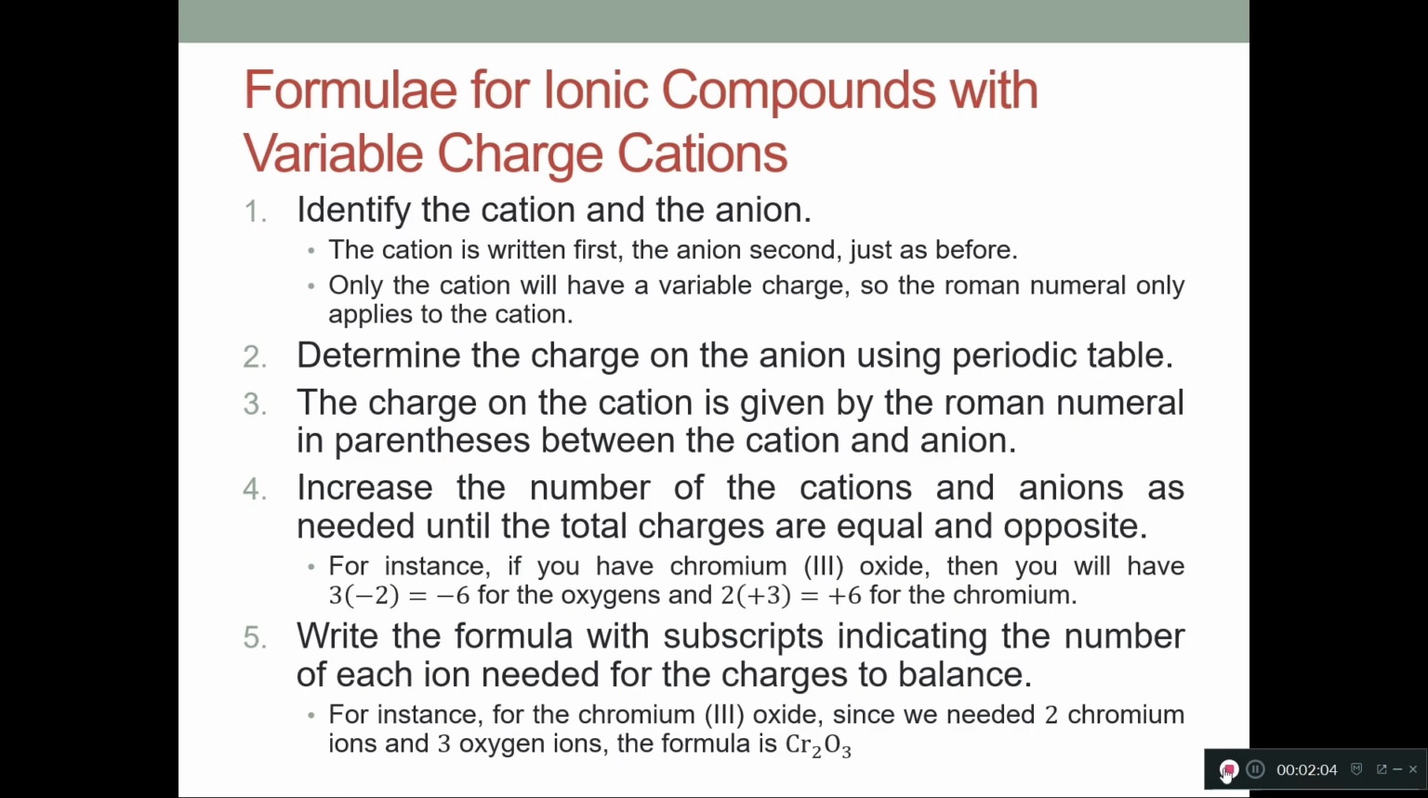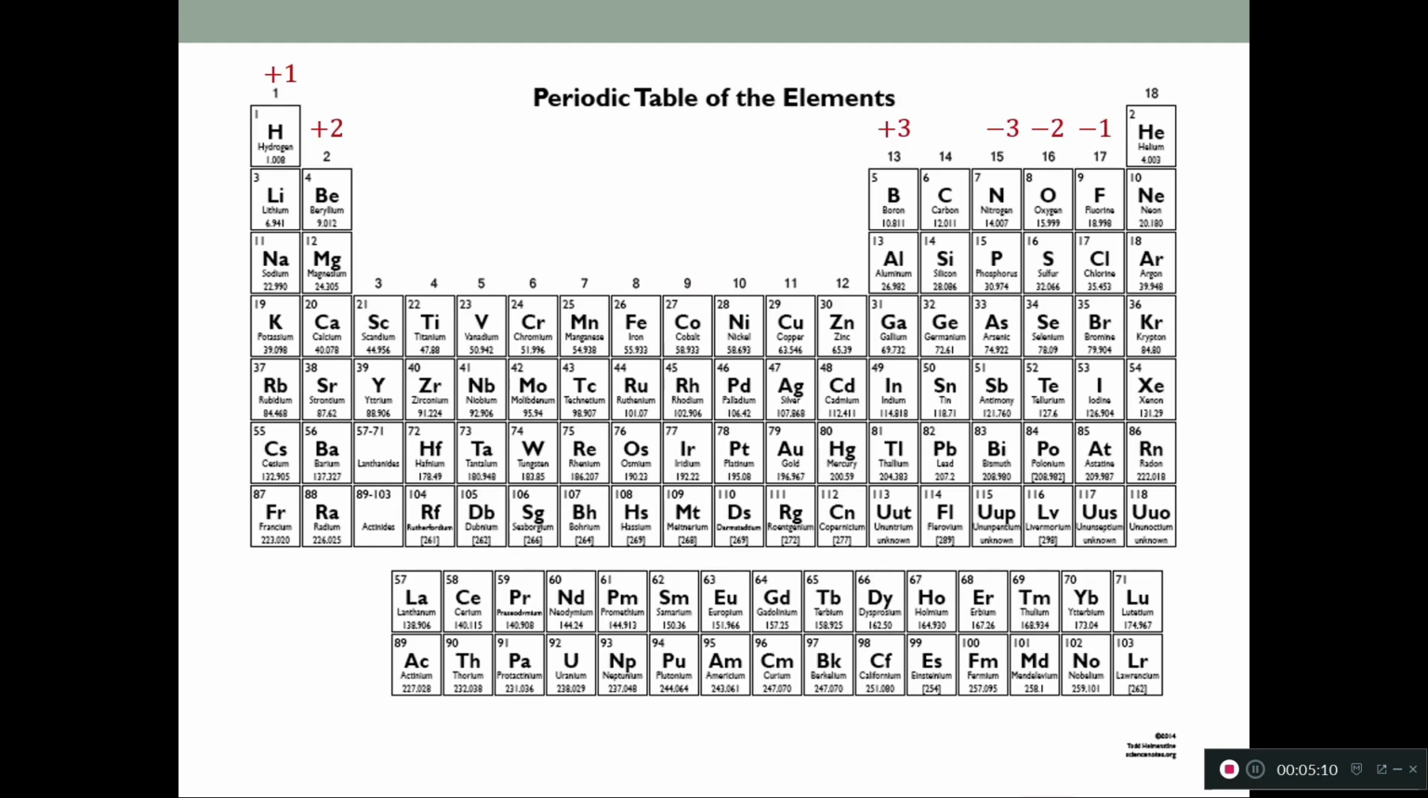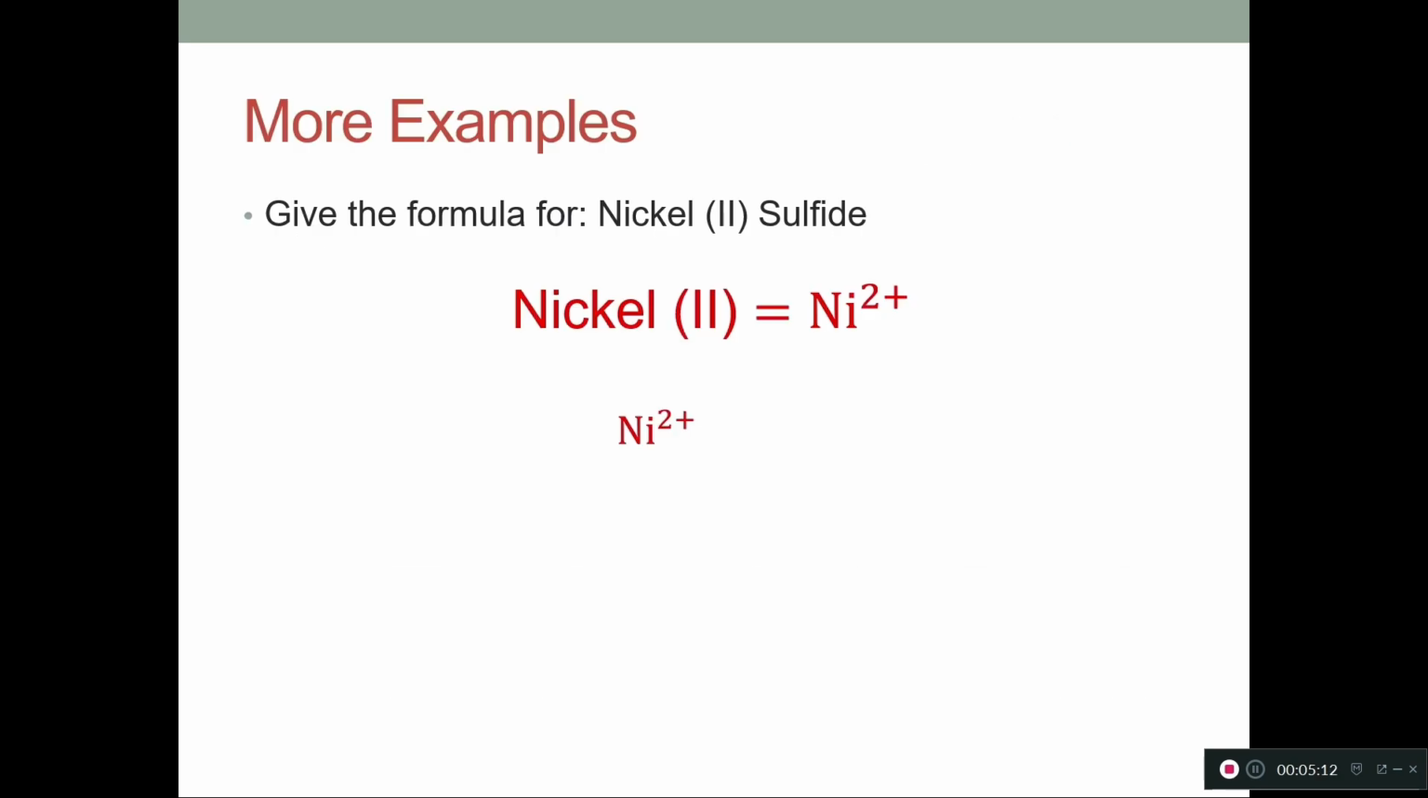We will go through a few more examples here of how to do this. What we see is that if we have nickel(II) sulfide, the Roman numeral 2 in parentheses tells us that the charge on the nickel is 2+. So nickel(II) is just nickel with a 2+ charge. Then we want to find out how many sulfides we need to bond to it. Sulfide is going to be a -2 charge. So if we have one nickel and one sulfide, the charges for both of them cancel out. The +2 and the -2 cancel out, and we get a total charge of 0.